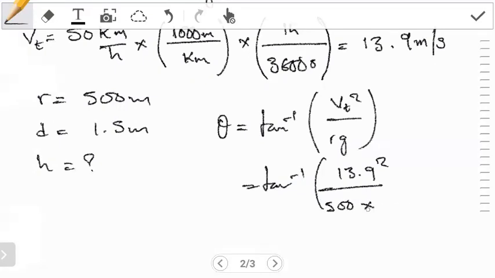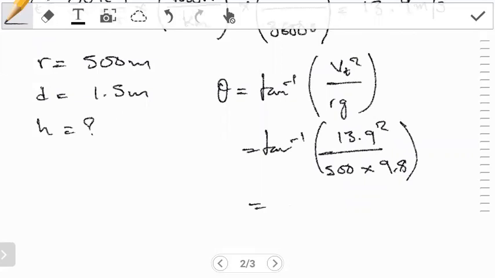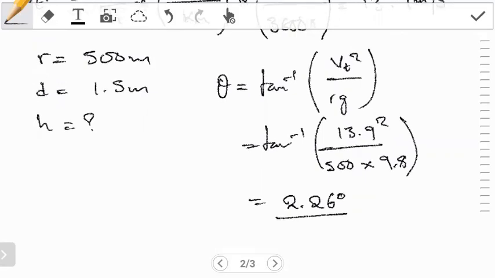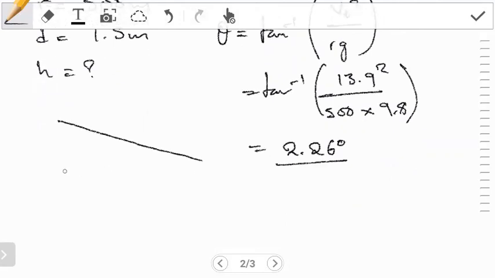Then multiplying g, which is 9.8. So if you work this one out, you can try it very quickly. You should be able to find 2.26 degrees. Okay, so once you have found the angle, what it means is the elevation between the horizontal and the track, this angle here, should be 2.26 degrees.